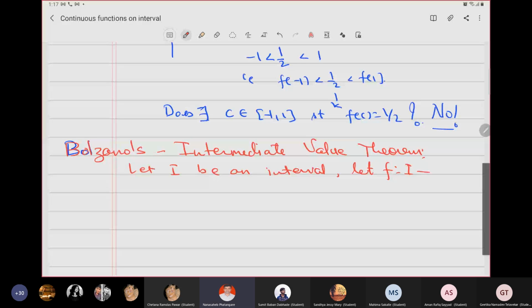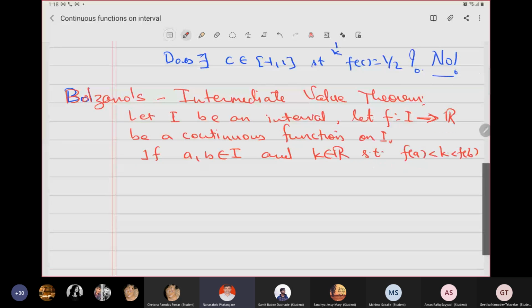So I is any interval, right? If a and b are two numbers in I, and k is a real number such that f of a is less than k less than f of b, then there exists c belonging to I, in fact c between a and b, such that f of c is equal to k.